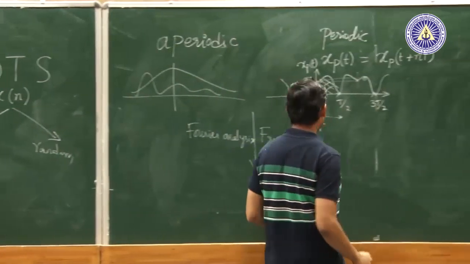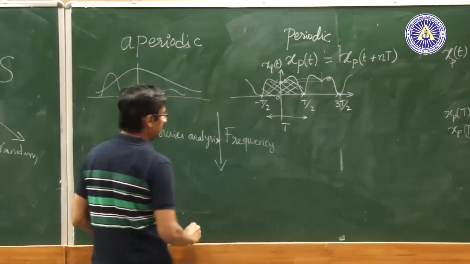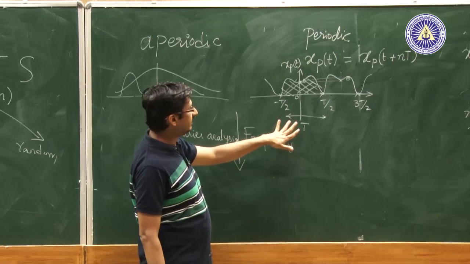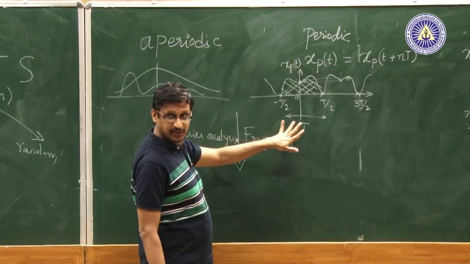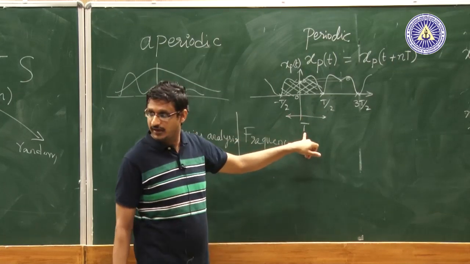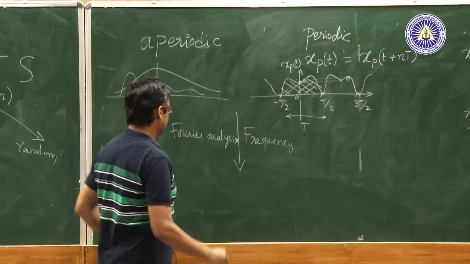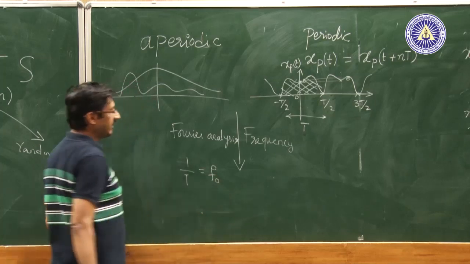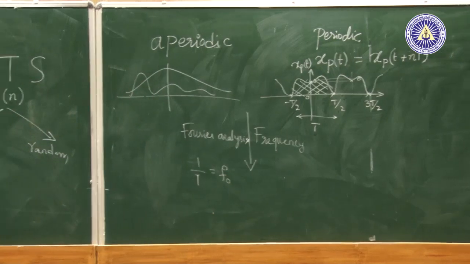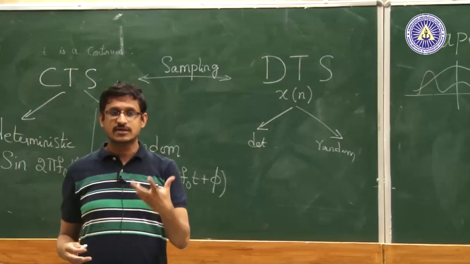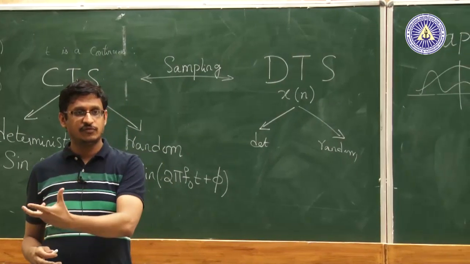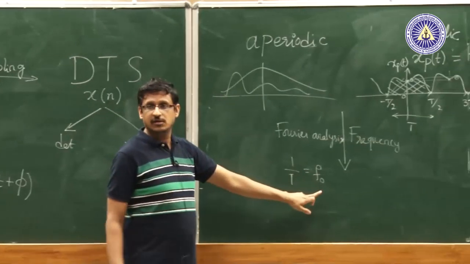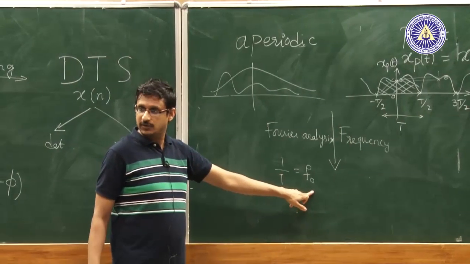In the periodic case, you have a function which is repeating itself every T seconds, right. And this T seconds, or 1 by T, is what is called the fundamental period of the periodic signal. It could be of any shape, but as long as the function is repeating every T seconds, then this 1 by T will be called the fundamental frequency f naught.